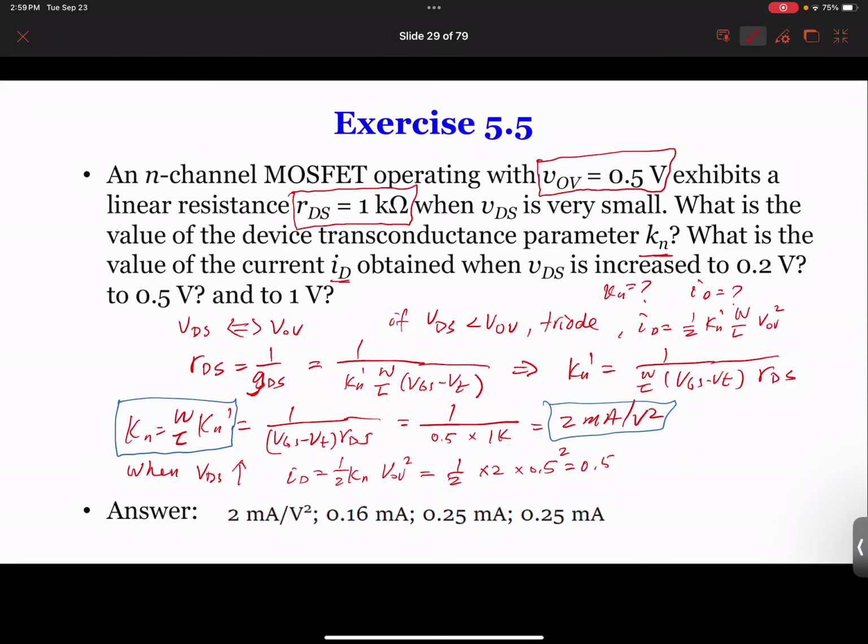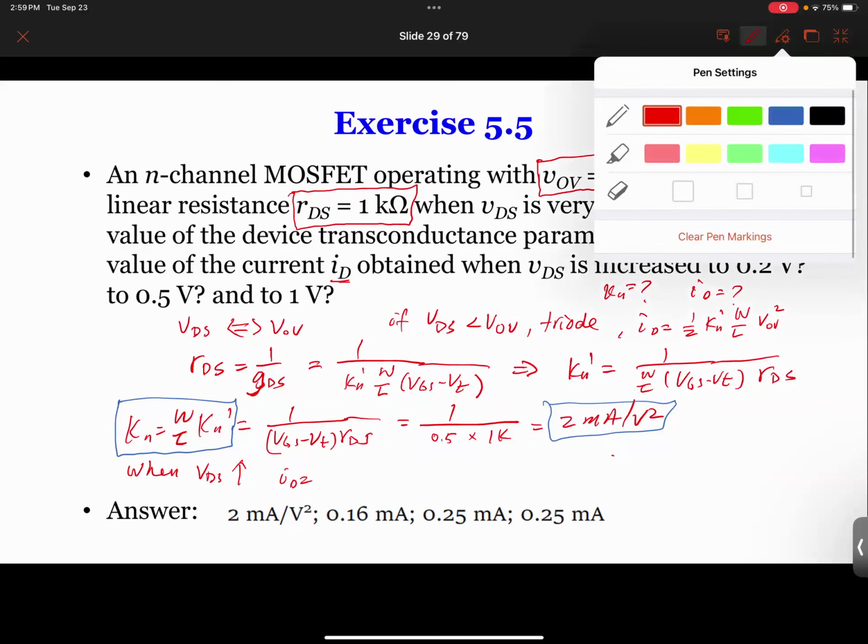Let's see, there's probably a mistake somewhere. Oh, I'm sorry. This is going to be in the triode mode, so we should not be using this equation. This is for the saturation. That's probably why the current is not correct. So we're going to have to go back to use the triode equation. Let me actually redo this.